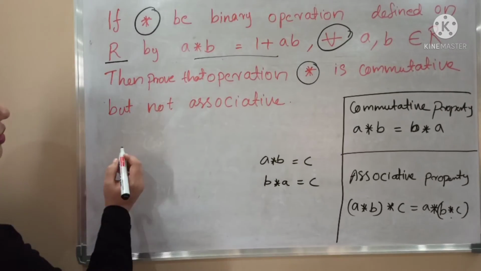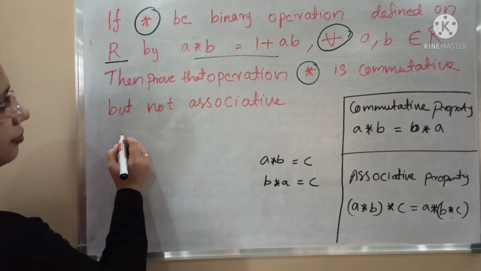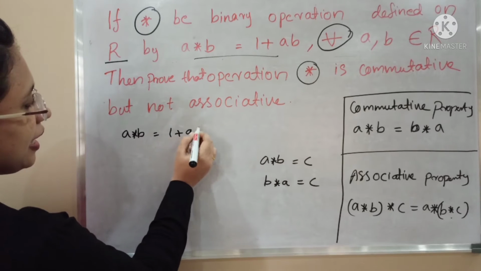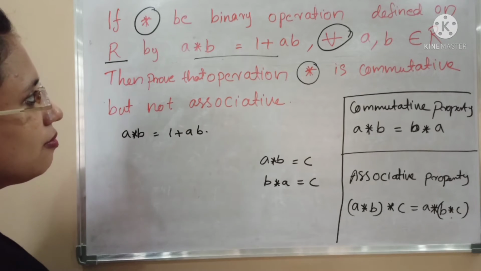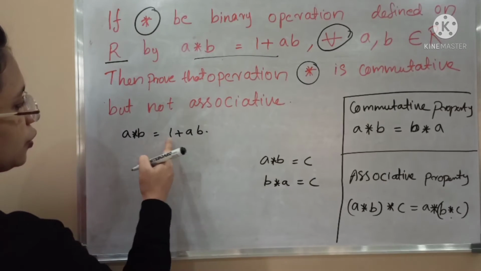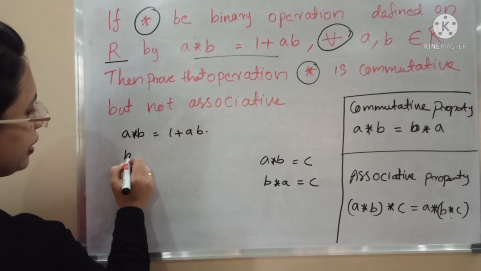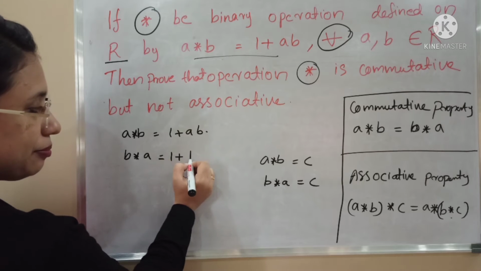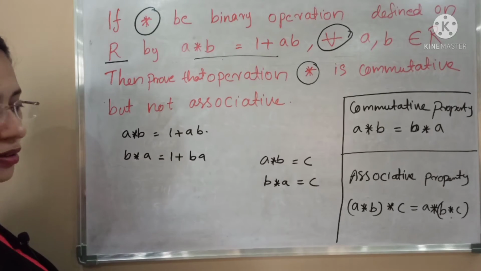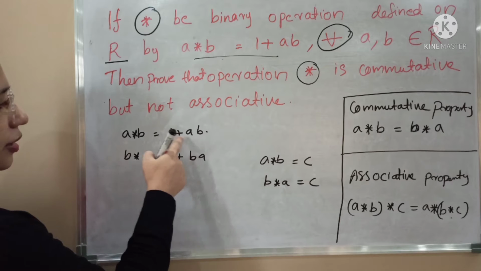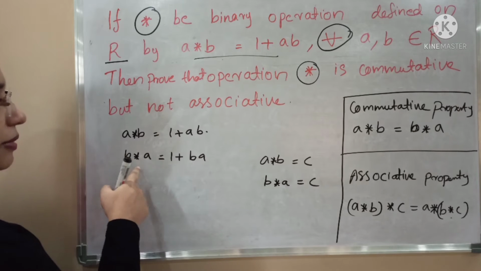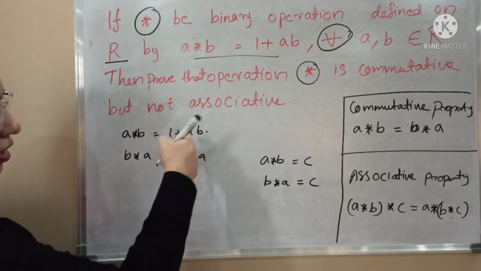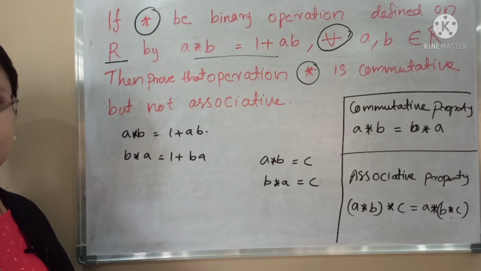So our relation is a star b equals 1 plus ab. So this is a star b. So b star a will be what? 1 plus ba, right? If a star b is 1 plus ab, then b star a will be 1 plus ba. Just check whether both are the same or not.